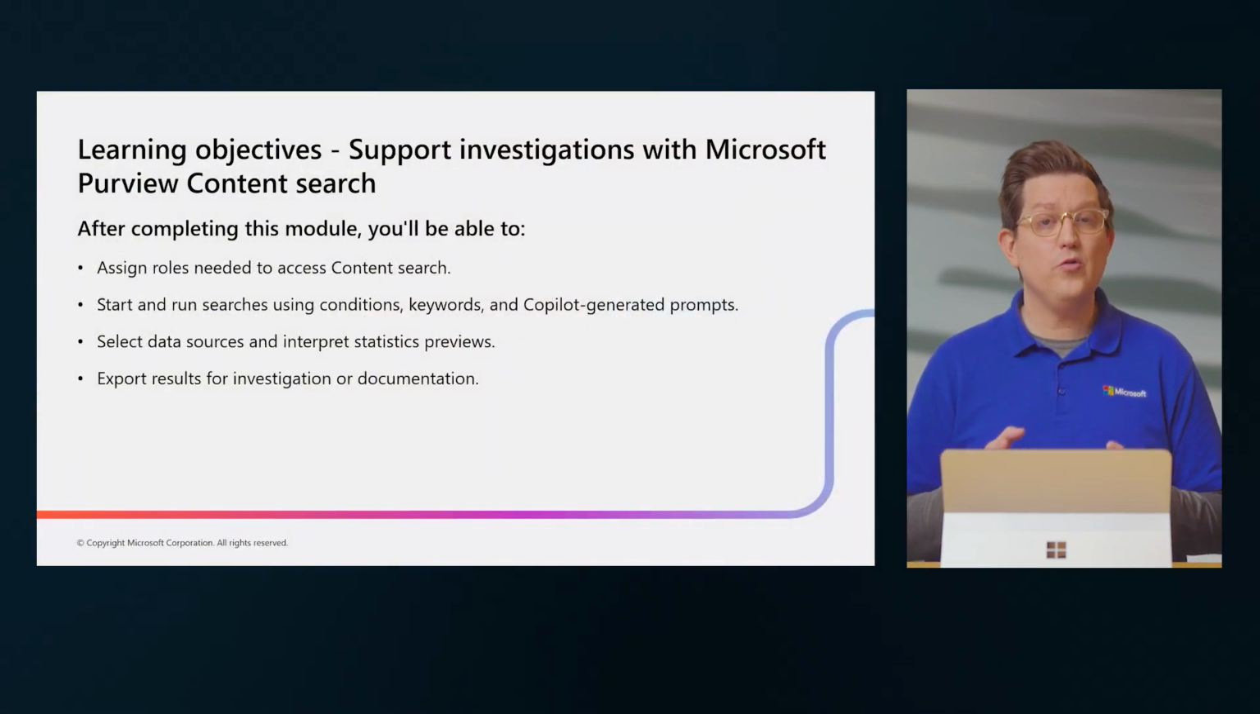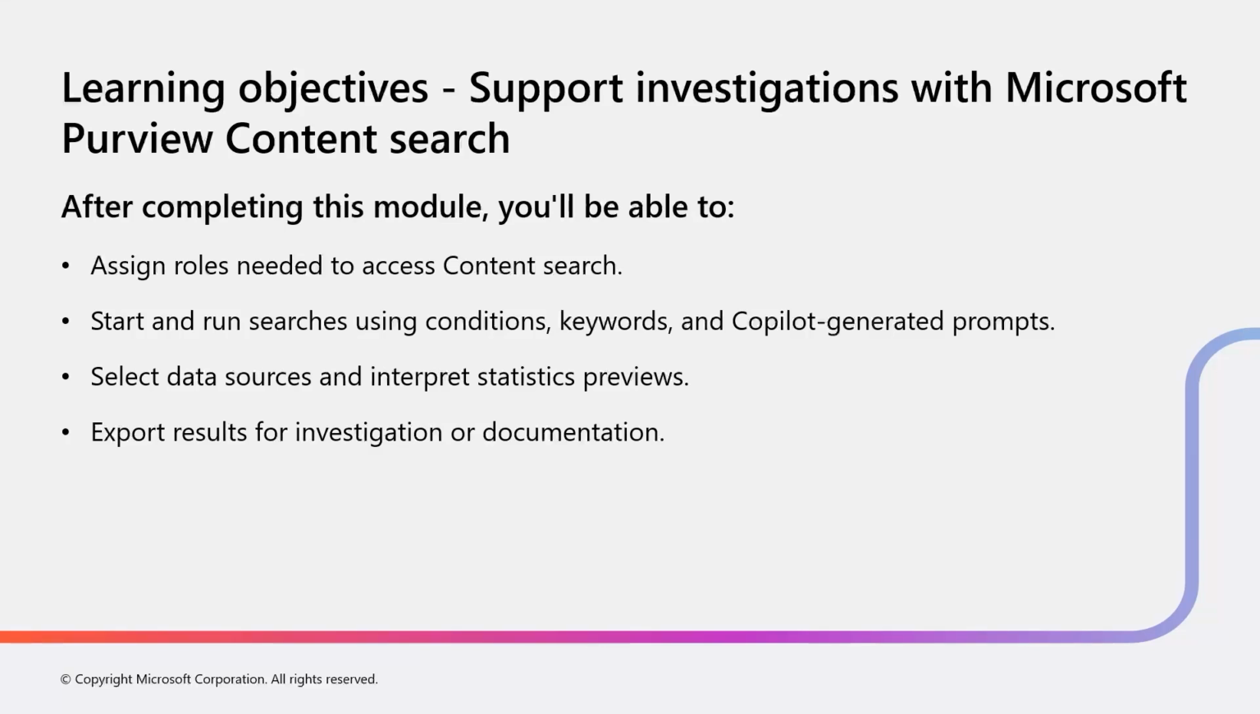There are some specific roles that are going to be required to access content search because it is a fairly privileged action. The ability to look across essentially all information within an environment, it comes with a few privileged actions, of course. So we want to make sure that we've got that set up correctly. I'll talk about how we actually run searches, including a couple of things to think about, and what some of the data sources you can use are. There's going to be a statistics preview page, and I want to talk through what are some of the things you can expect to see there before you go through an export for investigation or evidentiary documentation. Let's get started.